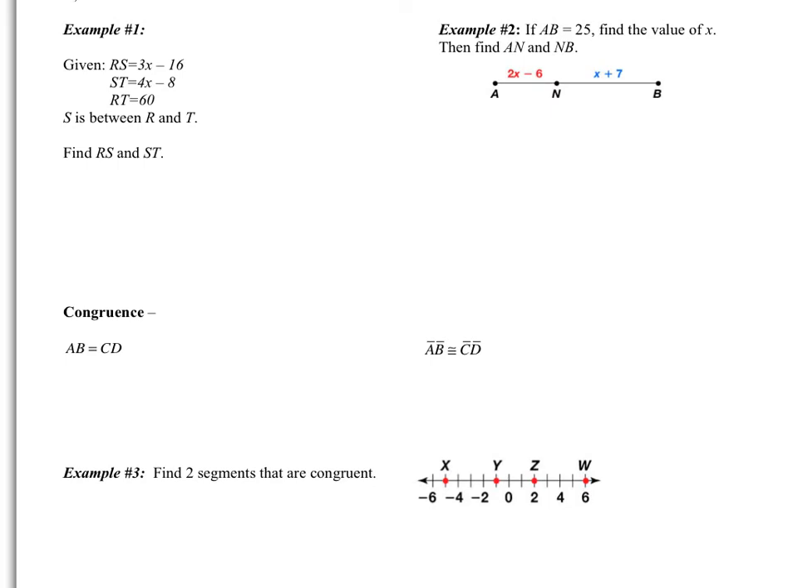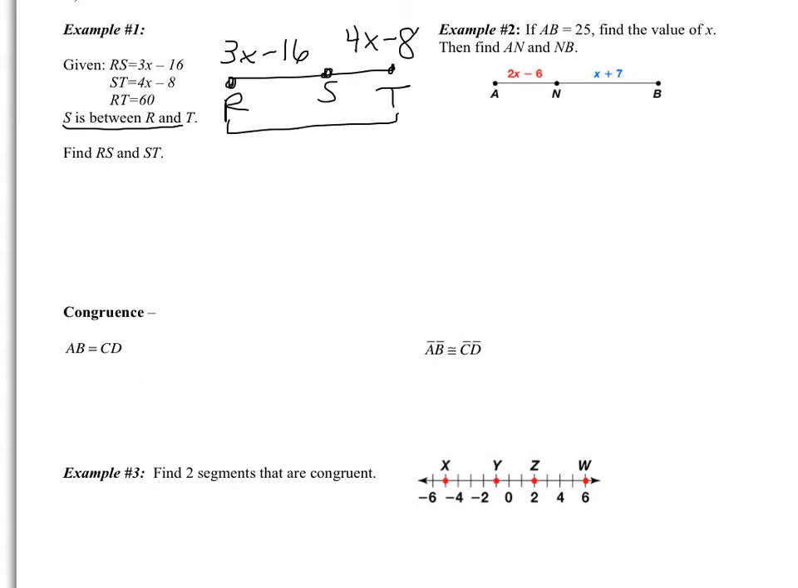Okay, so example 1, it says we are given segments RS, ST, and RT. What's important is S is between R and T. So I'm going to draw us a figure. S is somewhere between R and T. We are told RS is 3x minus 16, ST is 4x minus 8, and then RT, the entire segment, is 60. Okay, we are asked to find RS and ST.